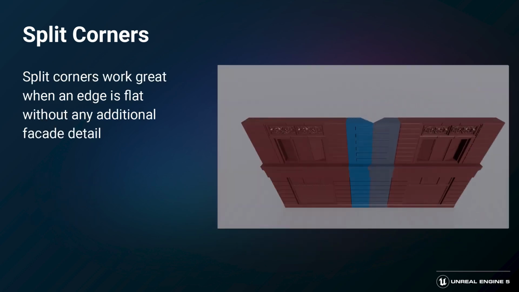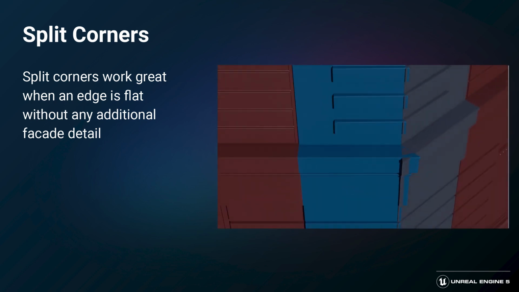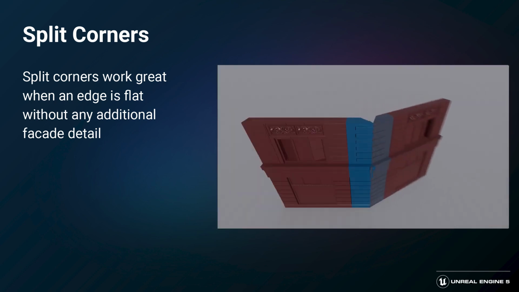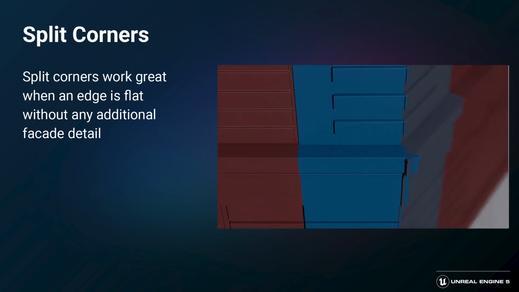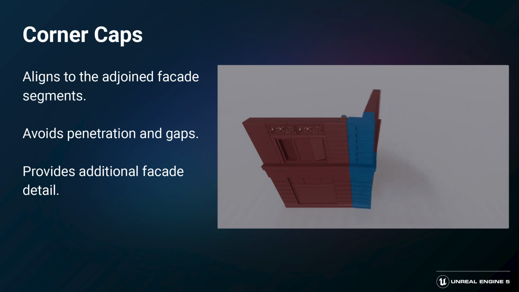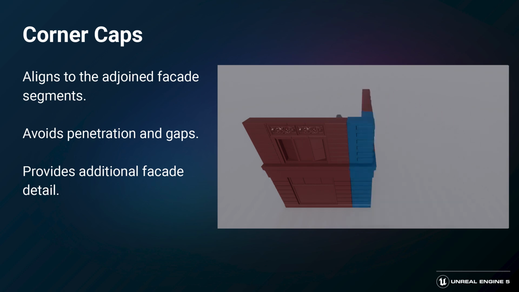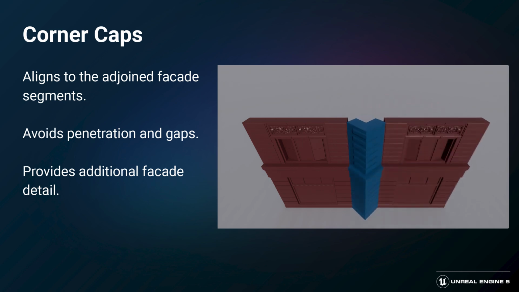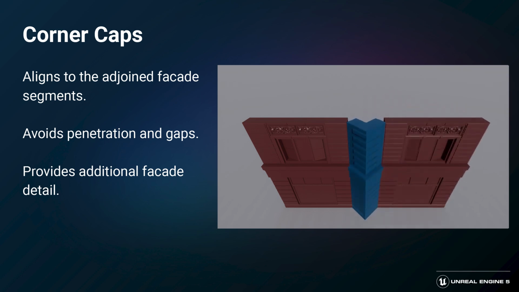Split corners seem like a perfect solution. However, they only work for flat edge corners. Details that extend past the corner will penetrate on obtuse angles and will create gaps on acute angles. To avoid gaps, we developed a new corner type we call corner caps. Corner caps act almost like a hinge and are aligned to the average angle of both the left and right wall segments. In most cases, we were able to reuse 90-degree corners as corner caps.